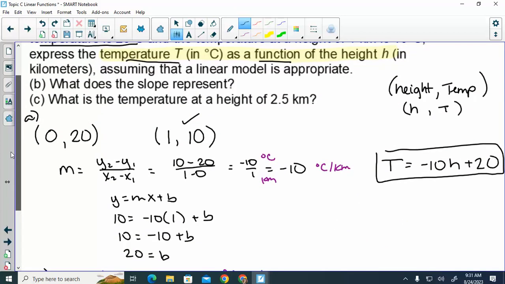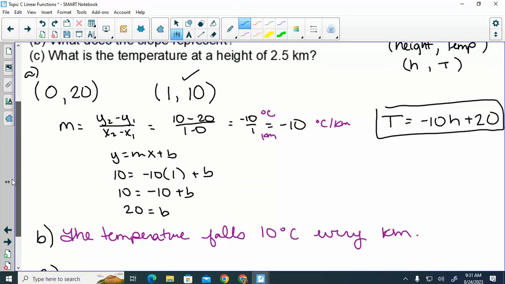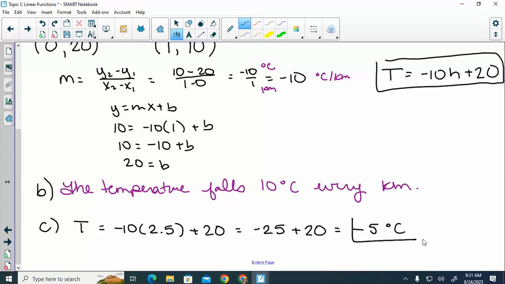Let's see. What is the temperature at a height of 2.5 kilometers? 2.5 is my height, so we're just plugging that into my equation. Right, -10 times 2.5 plus 20 is -5. And what should I put with that? Temperature will be -5 degrees Celsius.